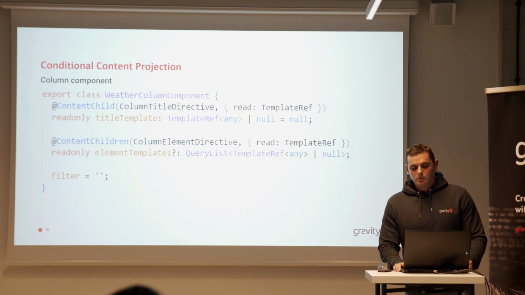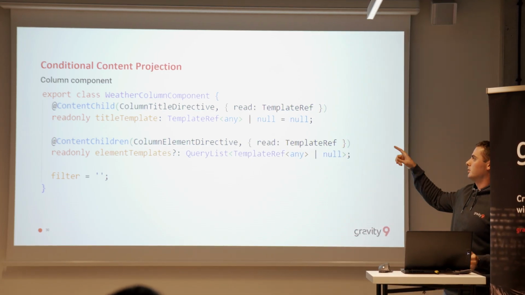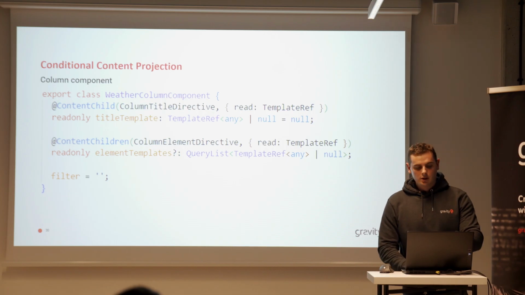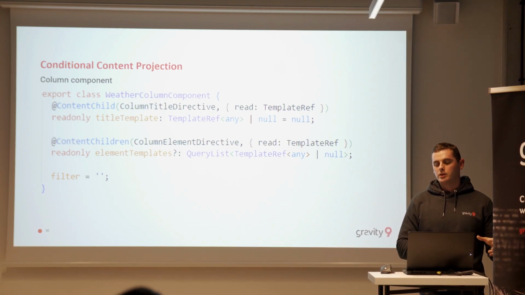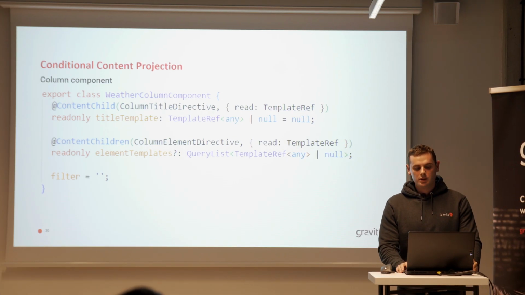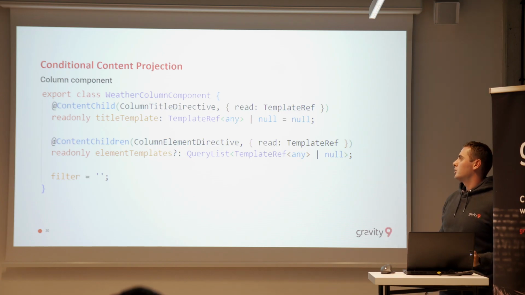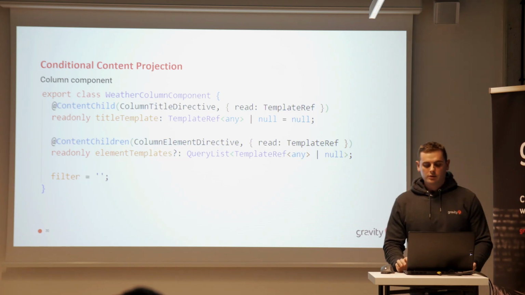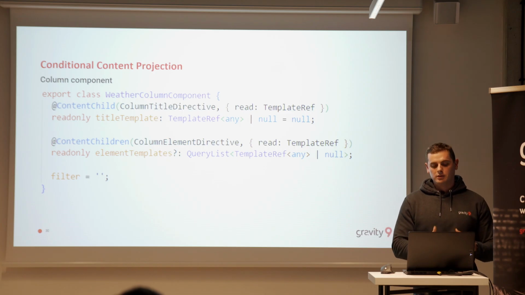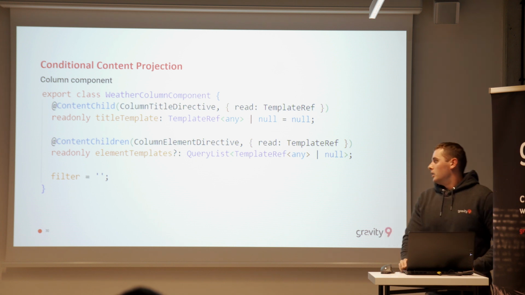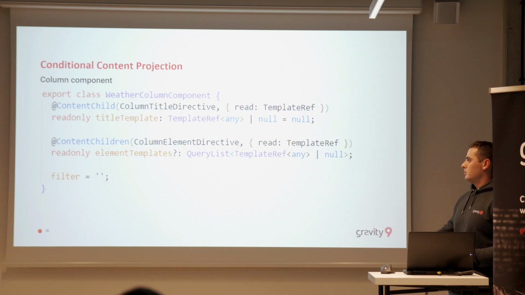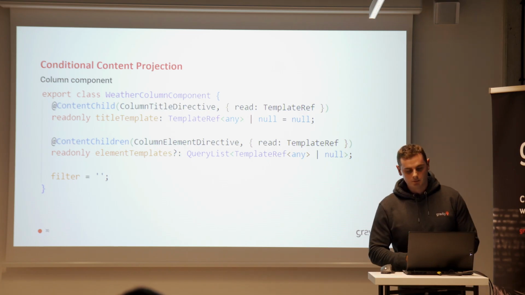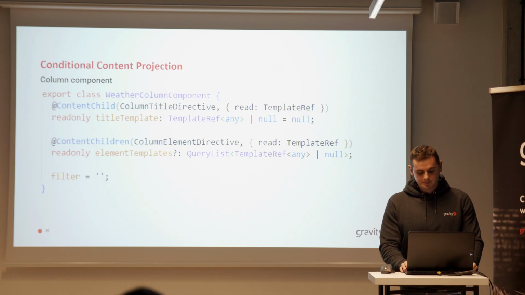And as you can see, we are looking for directives because we mark the ng-templates with directives, but we can also pass the second argument, which is TemplateRef. This way we will basically assign only the TemplateRef to our variables. And we have here the title template and element templates. In case of the list of templates, we need to use the QueryList type, which is a built-in type in Angular.